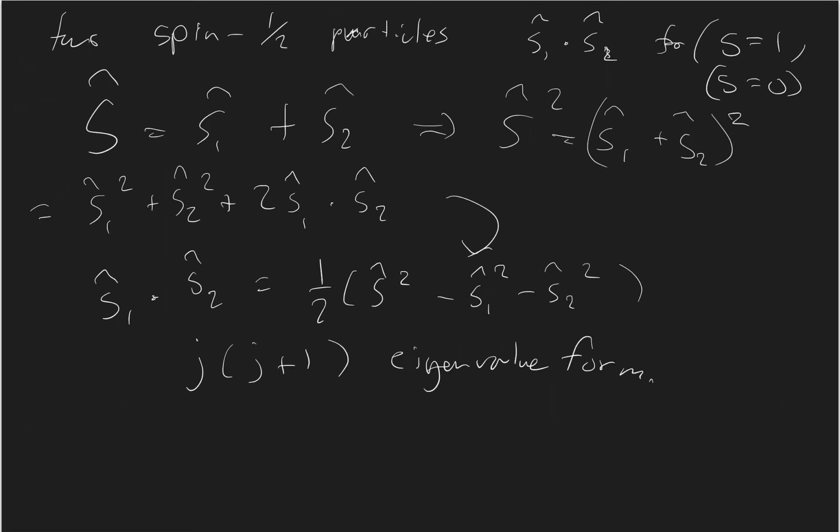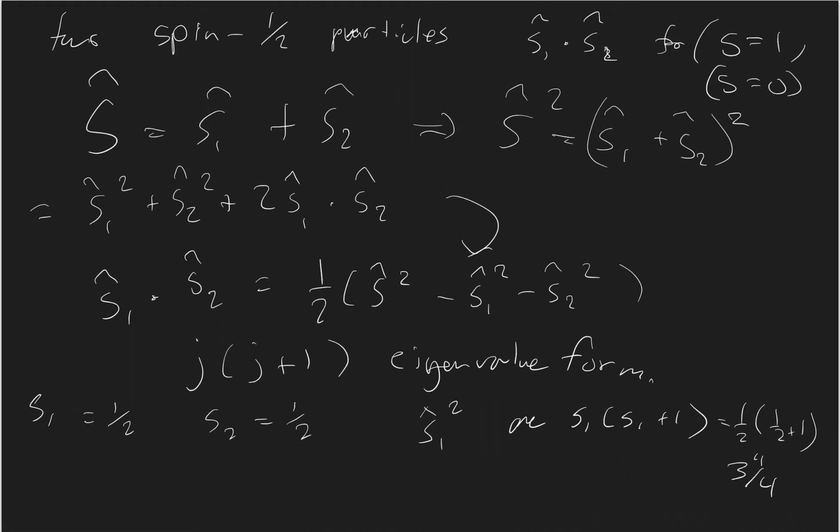The eigenvalue form, okay? And then S1 would be 1/2, and S2 would also be 1/2, of course, because they're both spin half particles. So the eigenvalues of S1 squared are S1 times S1 plus 1, which would then be equal to 1/2 times 1/2 plus 1, which gives us 3/4.